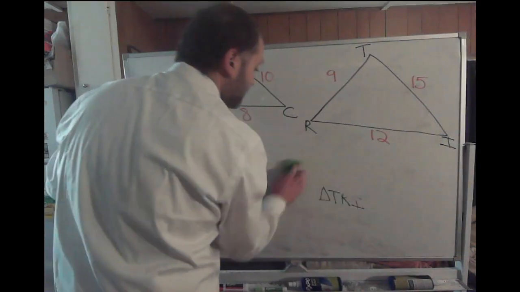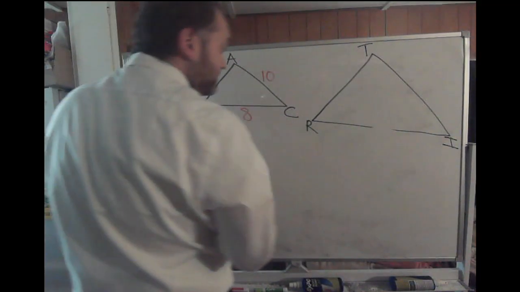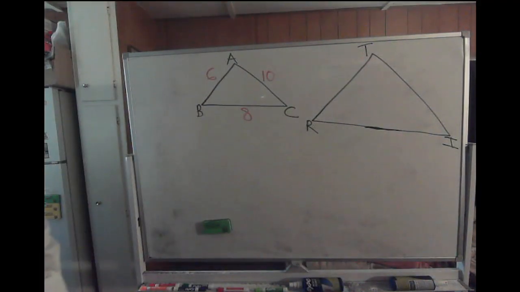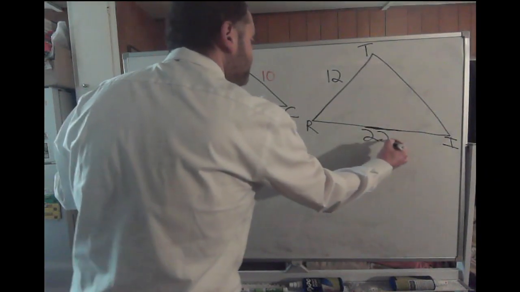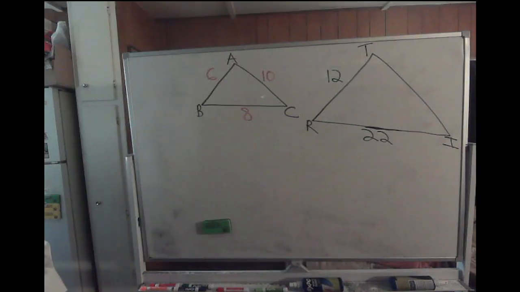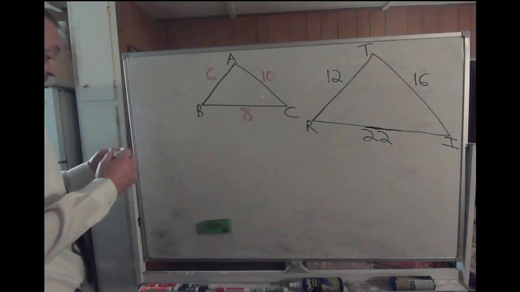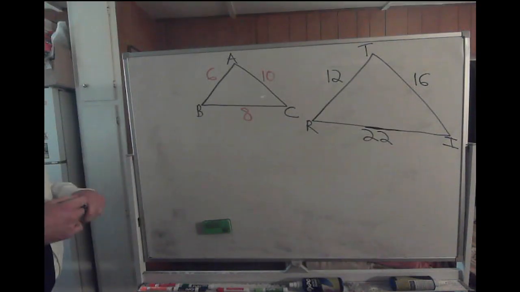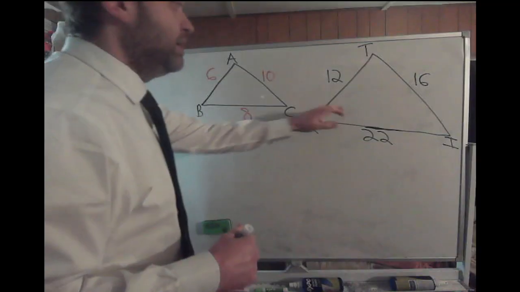All right, 3 more exercises. ABC's lengths are staying the same, but TRI's are going to change throughout these. What are the next lengths we're given? 12, 22, and then 16. I get it, not everything is drawn to scale, but this is what I was given. Okay, so we need to determine, are these triangles similar? If so, what's the scale factor?